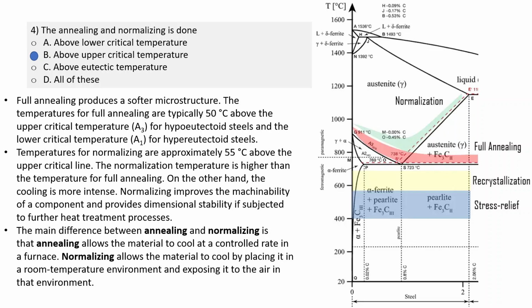For normalizing, it is 55 degrees Celsius above the upper critical line. The normalization temperature is higher than the temperature for full annealing. On the other hand, the cooling is more intense. Normalizing improves the machinability of the component and provides dimensional stability if subjected to further heat treatment processes. The main difference is how it's cooled: in annealing you cool at a controlled rate in the furnace. In normalizing you cool in air.